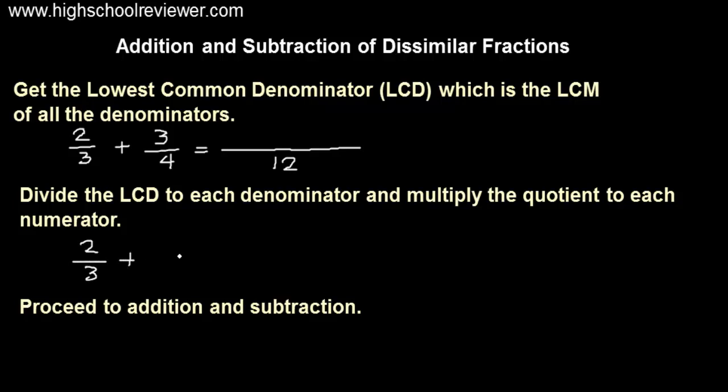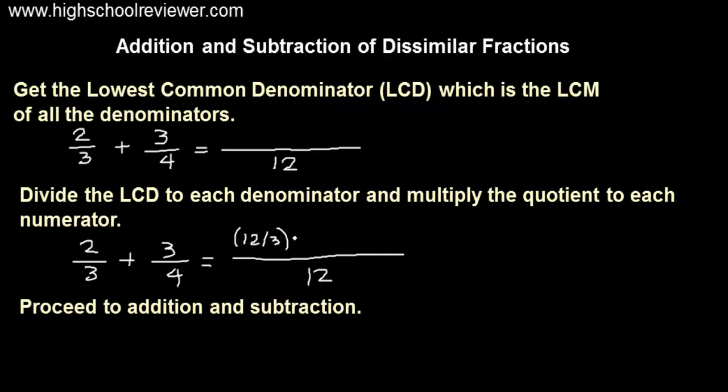2/3 plus 3 over 4. Our LCD here is 12. And then the second step, divide the LCD to each denominator. The LCD is 12 divided by 3. We will put here 12 divided by 3, and then multiply the quotient to each numerator.